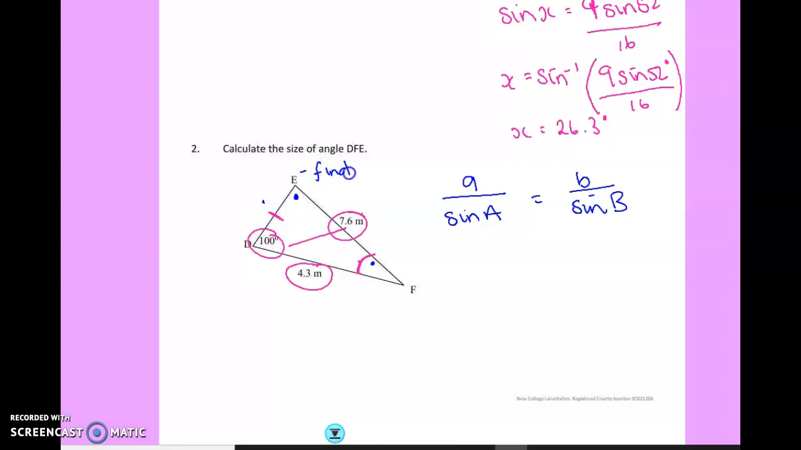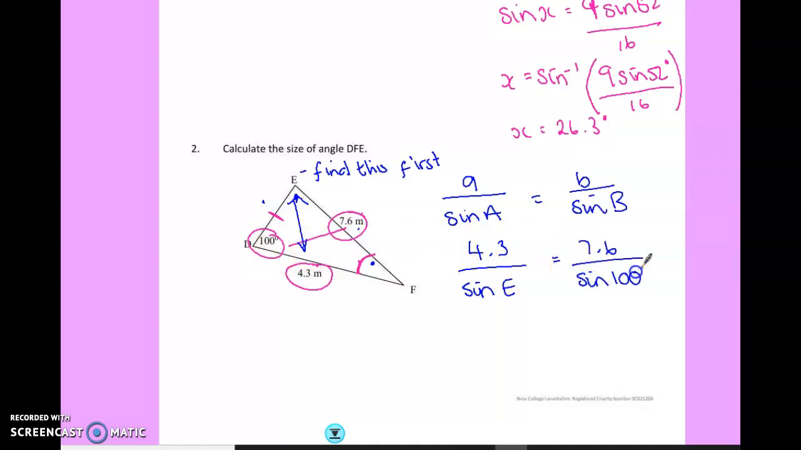If we know two of the angles in a triangle, we can find the third, because then we have our angles in a triangle. So finding angle E then. We've got this pairing here. So we've got 4.3 over sine E, which is the one we're going to find. That's equal to 7.6 over sine 100.